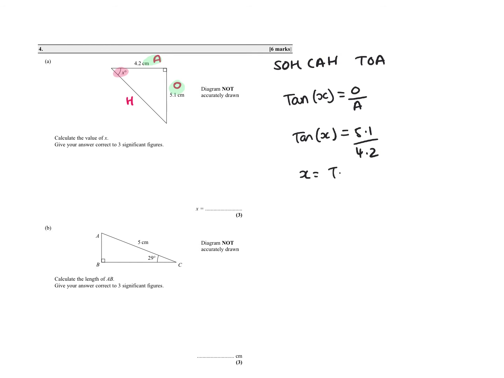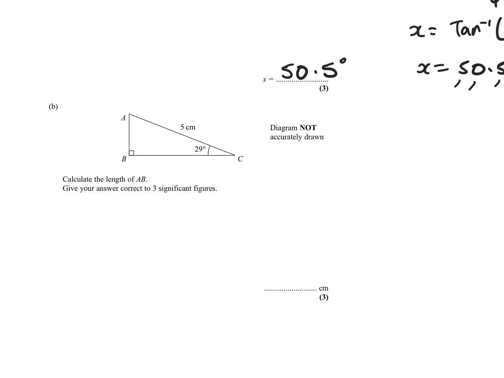So X is the inverse of tan. So in my calculator, remember, I need to click Shift tan, 5.1 over 4.2, so X equals 50.527... 3 significant figures is, first significant figure is tens, units, 1 decimal place. So this means for this question, I'm rounding to 1 decimal place, 50.5 degrees.